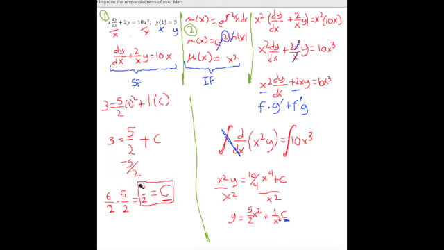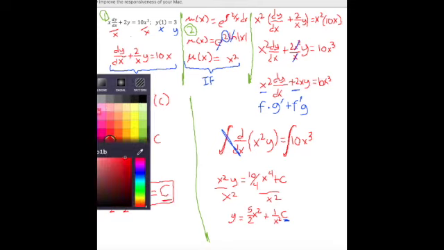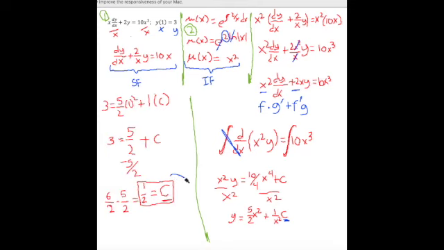Now that we have our value for c, we plug it back into our original equation, and we have y equals 5/2 x² + 1/(2x²) as our final answer.